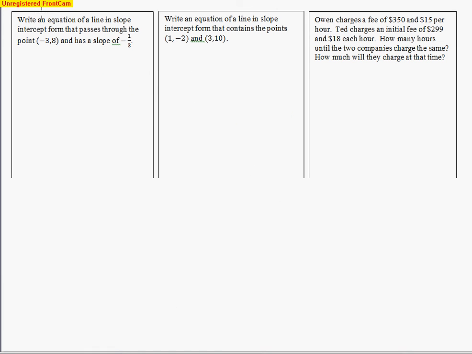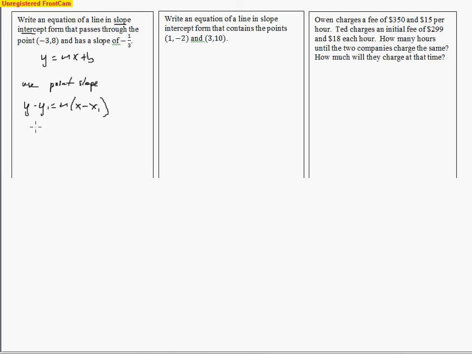It says to write an equation of a line in slope-intercept form. Okay, slope-intercept form is this form: y equals mx plus b. So we want to get y by itself. But they give us a point and a slope, so we're going to use point-slope. Point-slope goes this way: we have y minus y1 equals m times x minus x1.